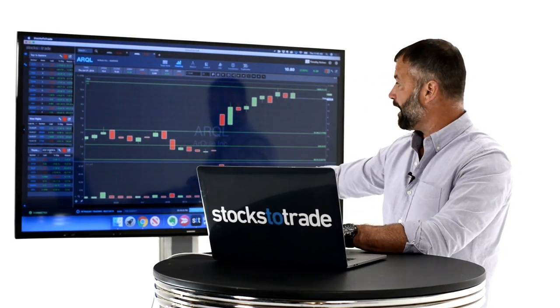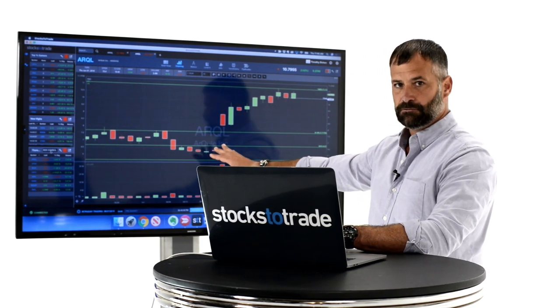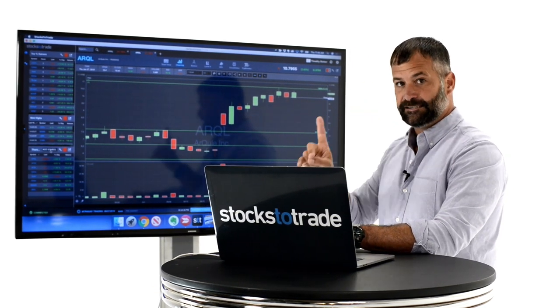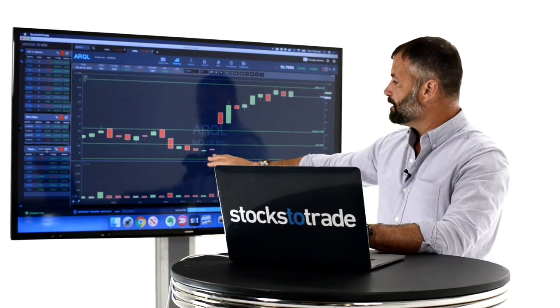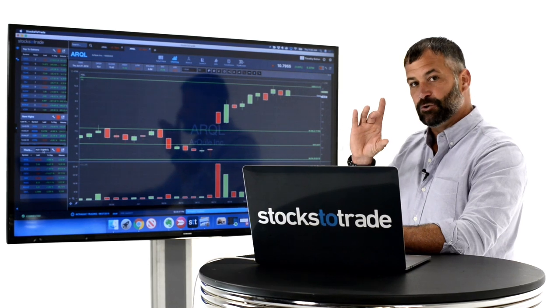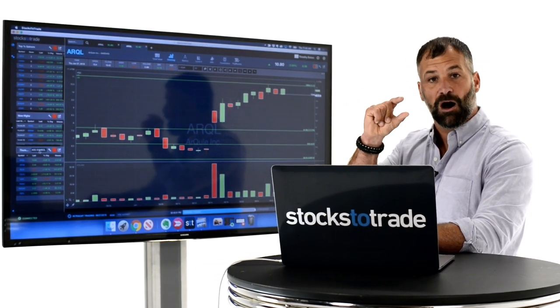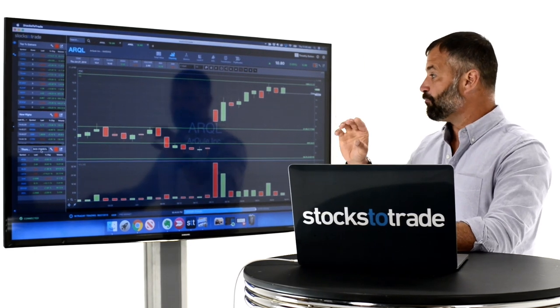Actually, let me start there. We're looking at a 1 year, 1 day chart. Each candle denotes one trading day. So you can see for about 6 days, the stock was pretty range bound, not really doing a whole lot. I can tell that because the candles are very small. That shows me the daily range.